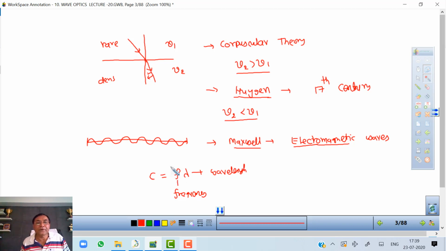Frequency is the property of the source, which you must be knowing. We cannot change the frequency. Frequency is the property of the source. Once the frequency is out, it is out. You cannot change it. Wavelength can be changed by changing the medium. So when a wave travels from one medium to the other medium, velocity gets changed, wavelength gets changed, frequency can never change, and amplitude can also be changed.